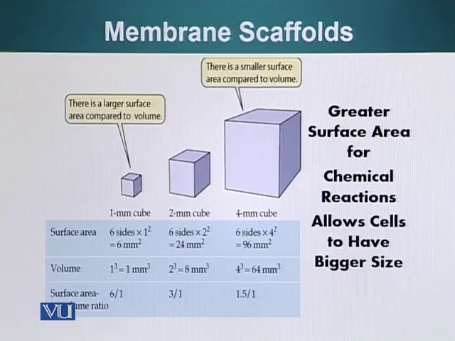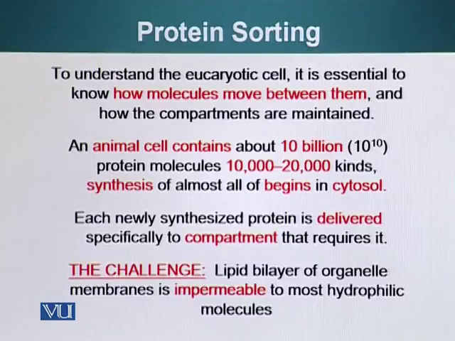One of the reasons is that eukaryotic cells have membranes that allow these membranous organelles that increase the surface area several folds, which allows these larger cells to process different reactions, which allow these cells to sustain a larger size. So we are talking about protein sorting.